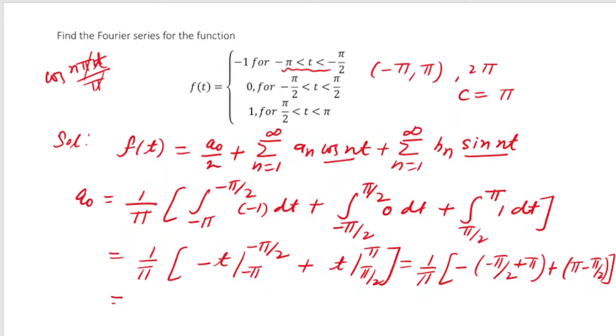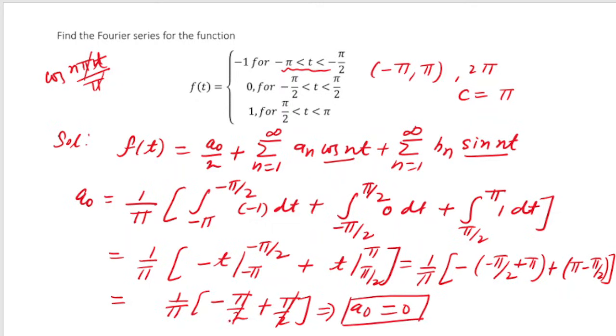I got 1 by pi and minus, so it is minus pi by 2 plus pi, so it will be plus pi by 2, but there is a minus, so it will be minus pi by 2. And from this I will get pi minus pi by 2, so it will be plus pi by 2. So fortunately I got this cancelled, so a naught value is equal to 0. So the first Fourier coefficient that I have got is equal to 0. Now quickly calculate the other two Fourier coefficients.